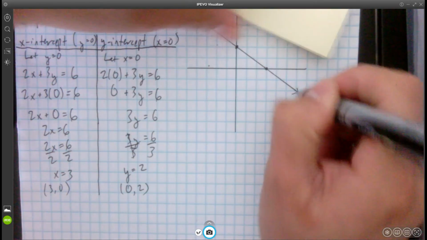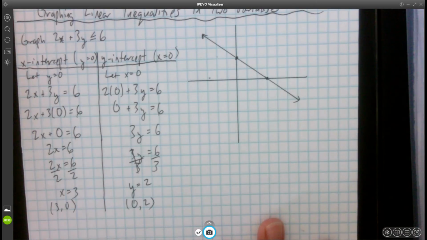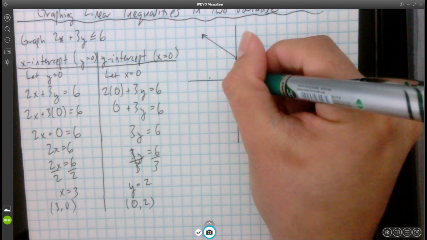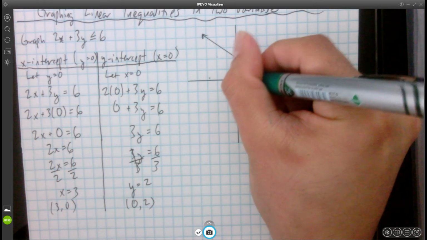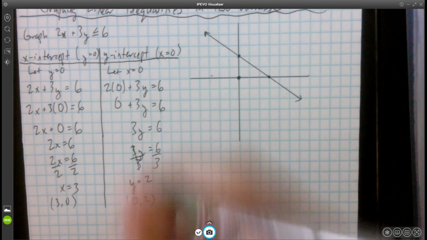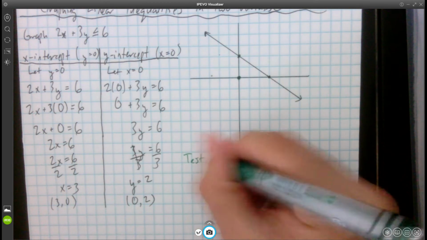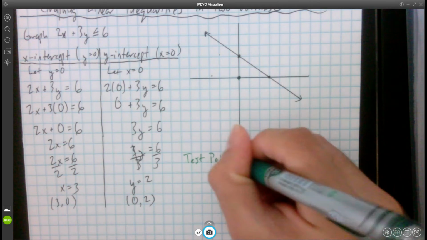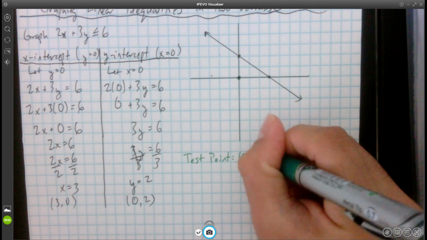Now, I've graphed the line for this linear inequality, but I want to find all the possible solutions to this inequality. I'm looking for all possible values of x and y to make this true. I'm going to pick any random point. In this case, I'm going to choose this point right there. That point is what I'm going to call my test point. My test point is going to be 0, comma 0.